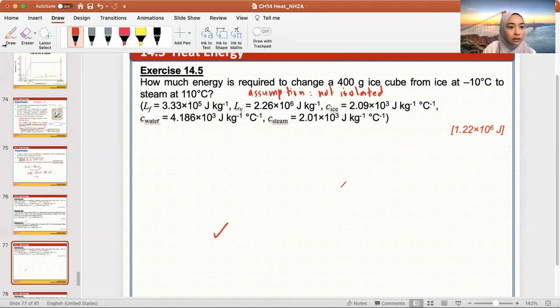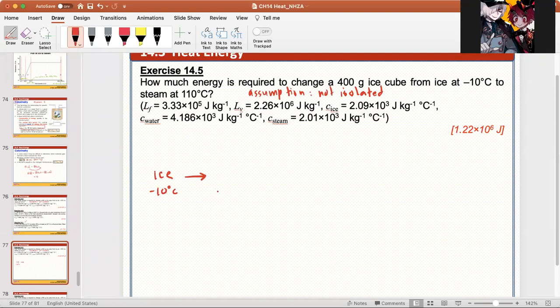Okay, let's do this together. Okay. So how much energy is required? Okay, so we start with ice. So ice is in solid. It is at -10 degrees Celsius. And then what's the next step? Let's do this together. What's the next step? What do I have to, I supply heat. What happens to the ice? It change into water at 0 temperature.